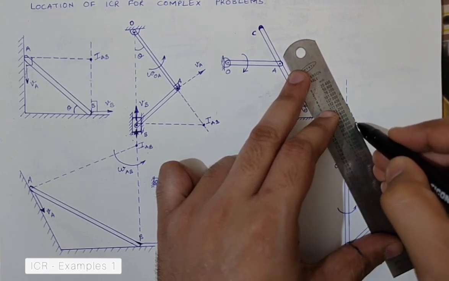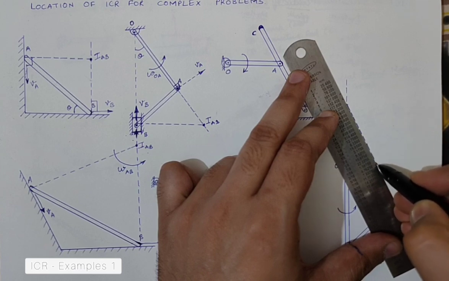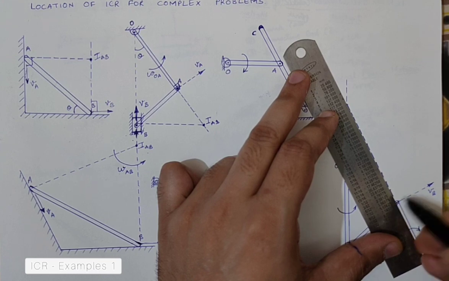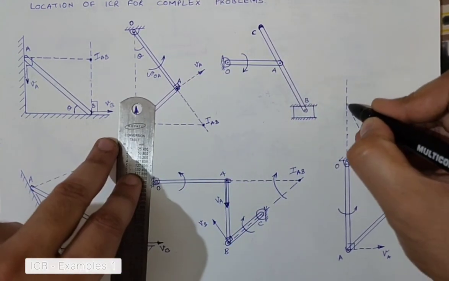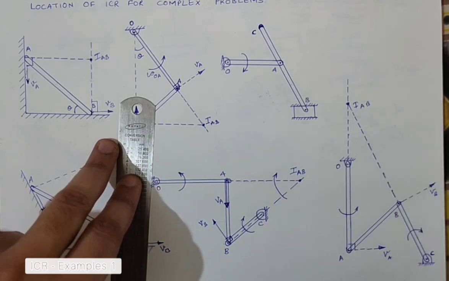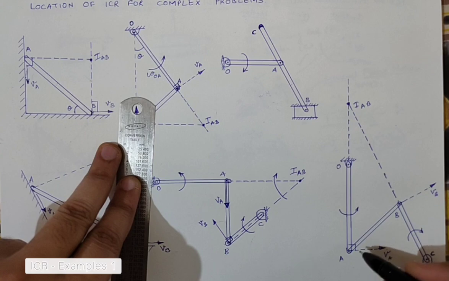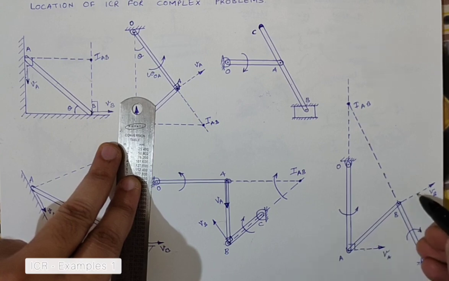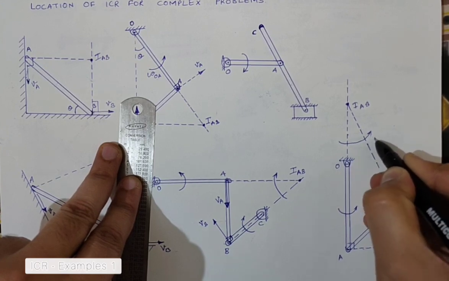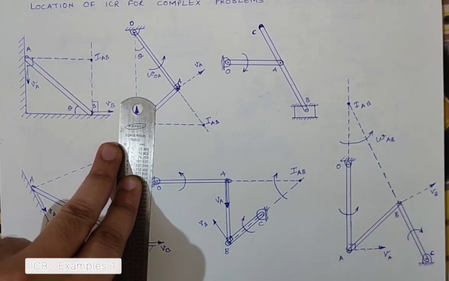So yes, this is the particular location, ICR, IAB. So just understand that if I wanted to find out the relation between the velocities of VA and VB, there would have been a common angular velocity omega AB, which will help me get the velocity VB.